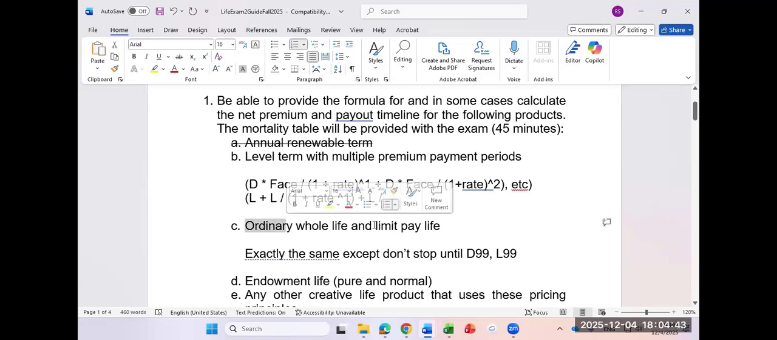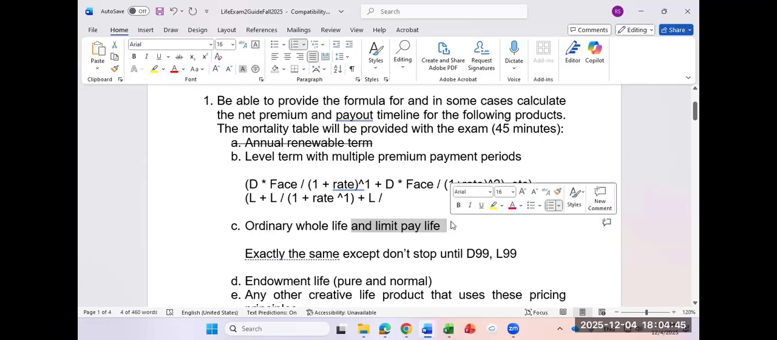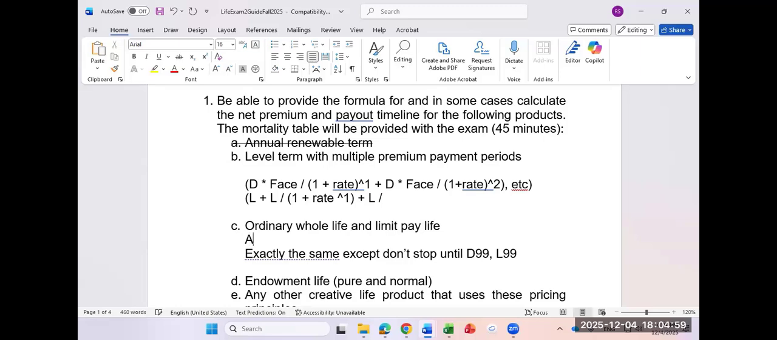If it's limit pay, then I'll have to tell you how many L's there are. I'll tell you if there's 2 L's or 3 L's or whatever. But if it says ordinary life, it's just like level term. Level term, if it's 3-year level term, you're going to have 3 D's in the numerator, 3 L's in the denominator. If it's ordinary at age 96, you're going to have D96, D97.